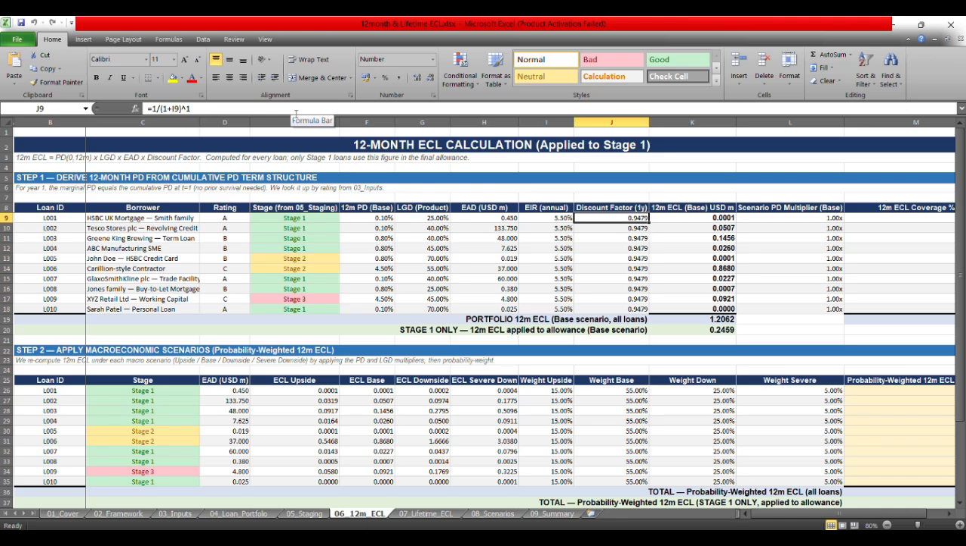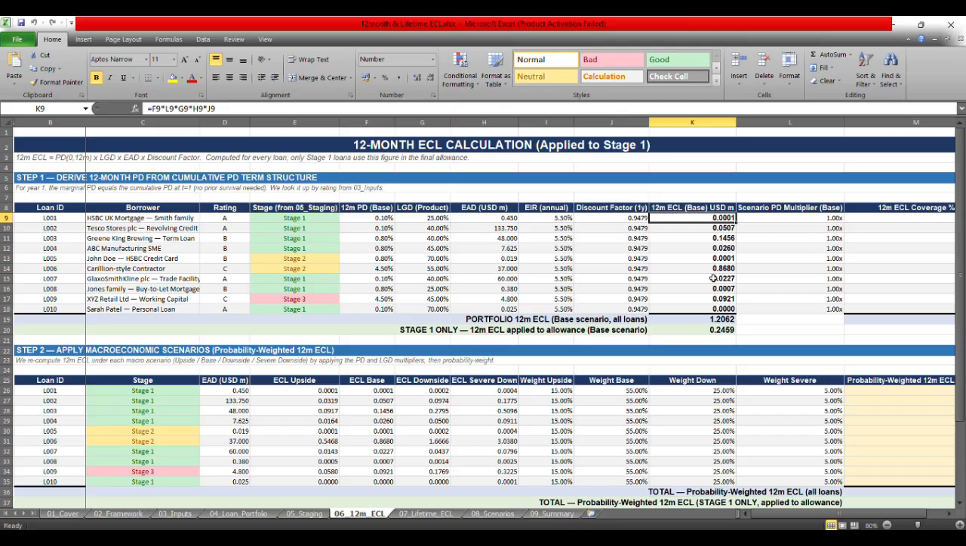Once you have all the numbers, the 12-month ECL for HSBC UK Mortgage Smith family is coming out to be 0.0001 billion, which is very small. And this makes sense also. You should see that the rating is A only. It's a very healthy loan, and for that, a tiny ECL makes sense. Similarly, you can compute this by this methodology for all the other loans as well.